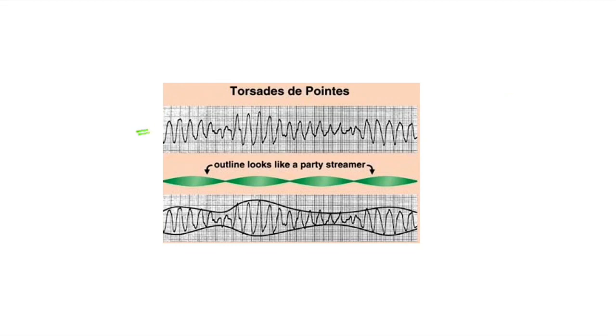This picture shows ECG findings in a case of torsade de pointes. It looks like a party streamer like this. This is how you identify a case of torsade de pointes which is seen in hypomagnesemia.